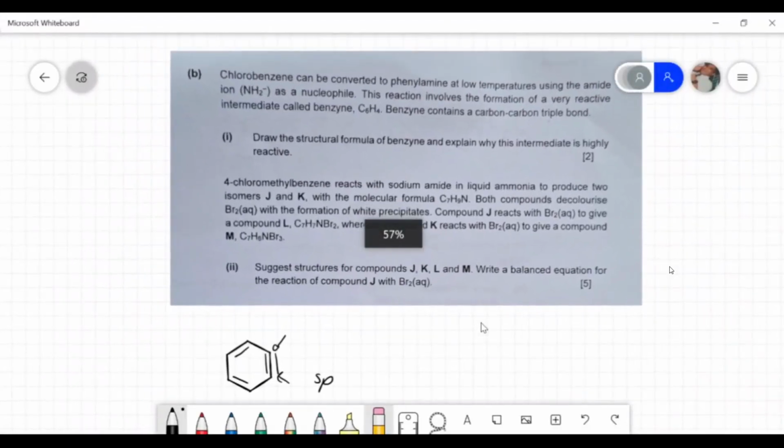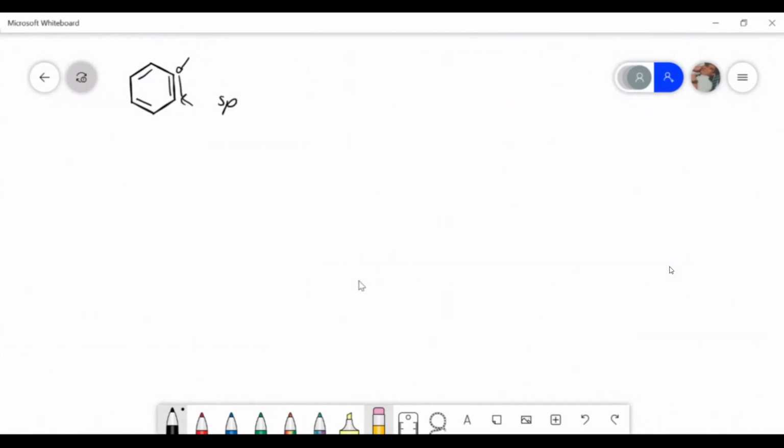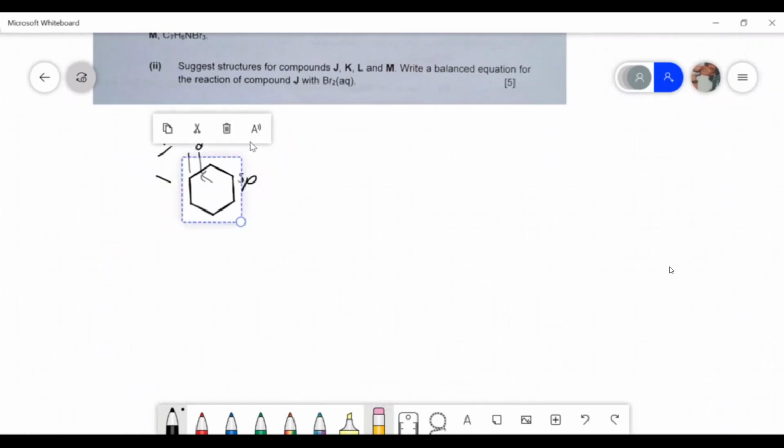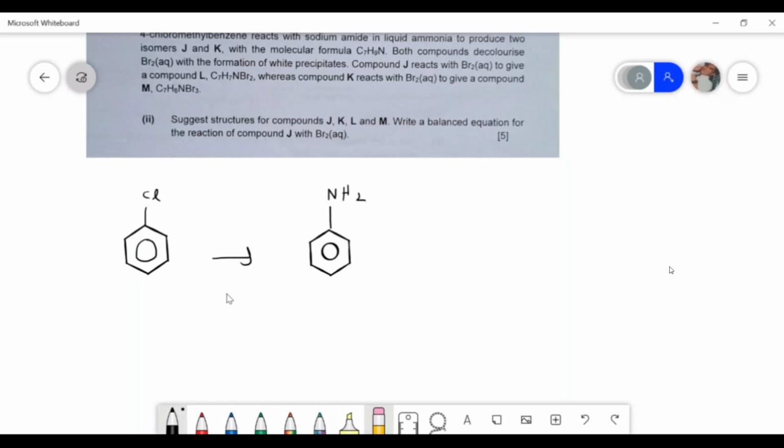Now, basically what the question is telling us is that we're converting our chlorobenzene to phenylamine with an NH2 minus nucleophile.